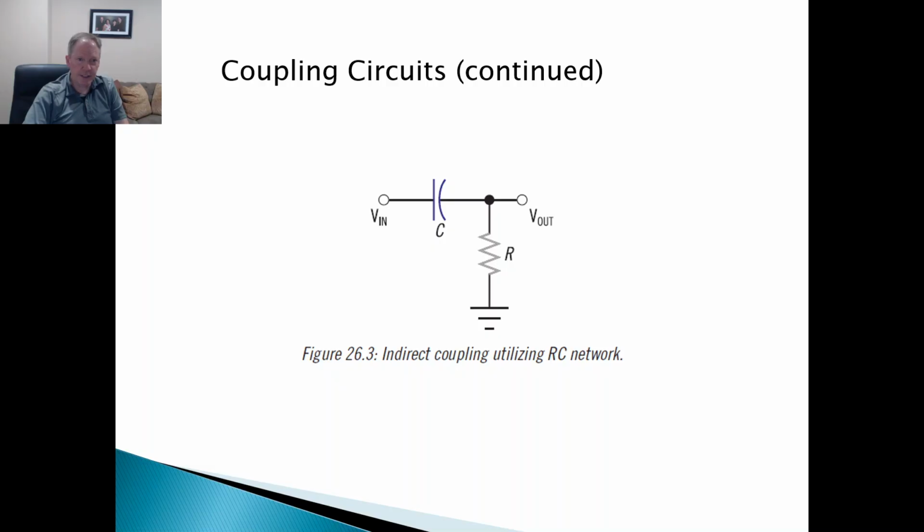So here is an indirect coupled RC network, right, where we're taking our output across the resistor, and then the capacitor here is going to have a frequency response.